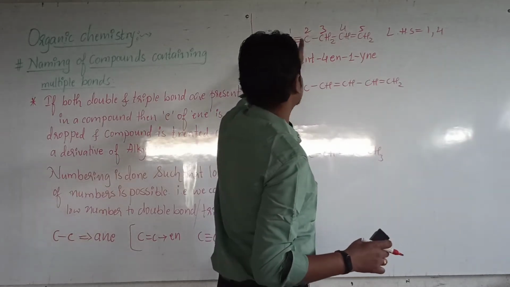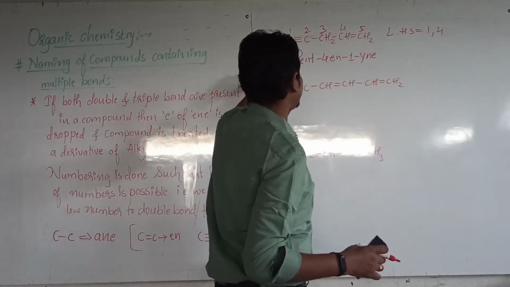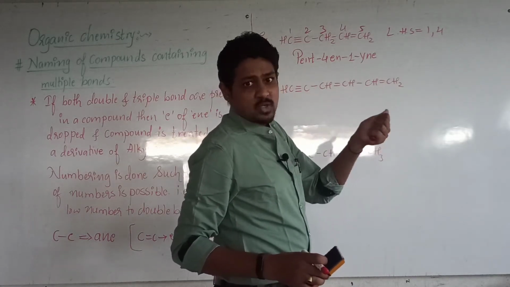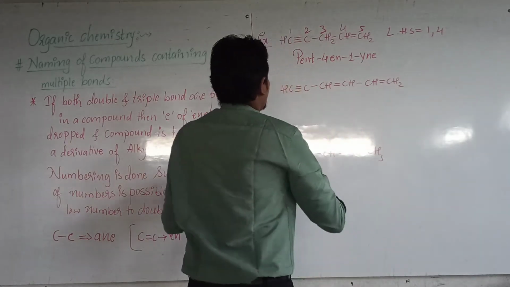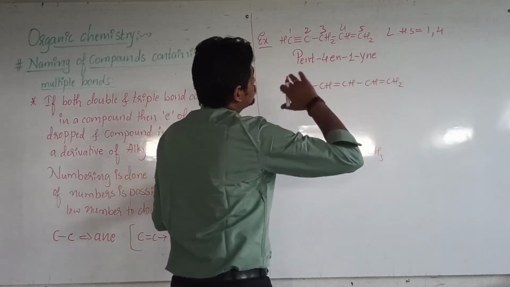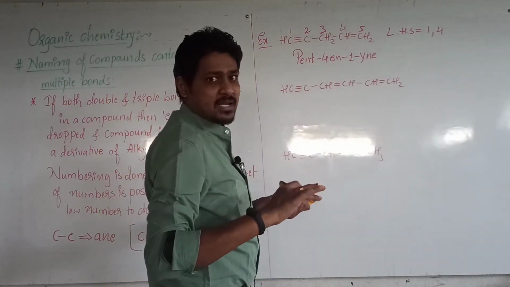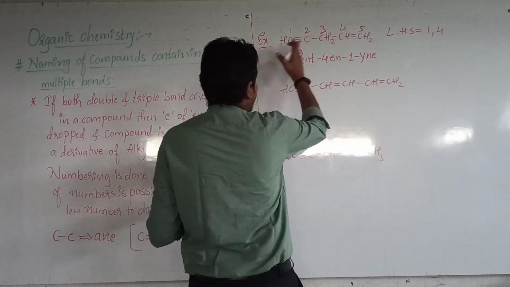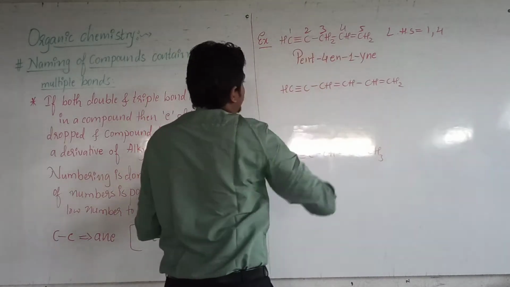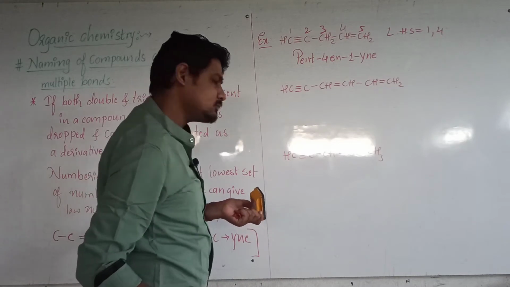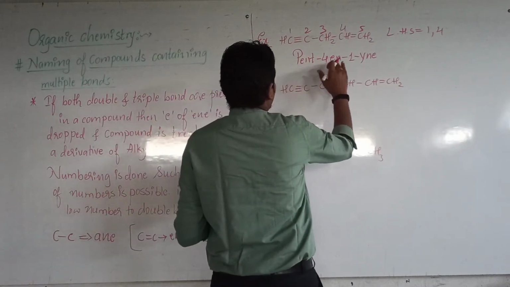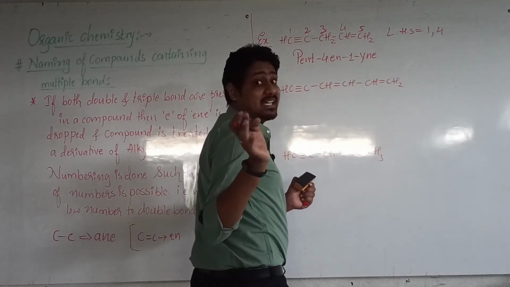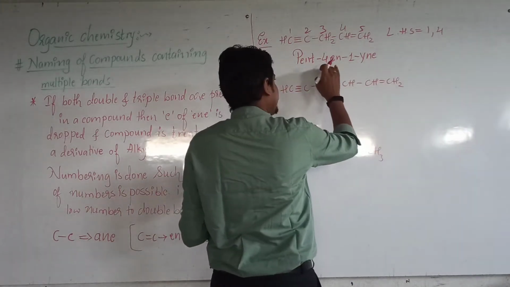Okay, so first select the parent chain, then the numbering is done in such a way that the lowest set of numbers is possible for us. Okay, so for the lowest set, from the RHS side or from the LHS side, both sides we are getting 1, 4. So I can go for the LHS side. Why? Because I am giving priority to the triple bond. So the name is pent-4-en-1-yne.